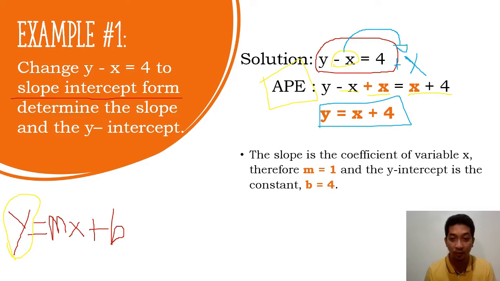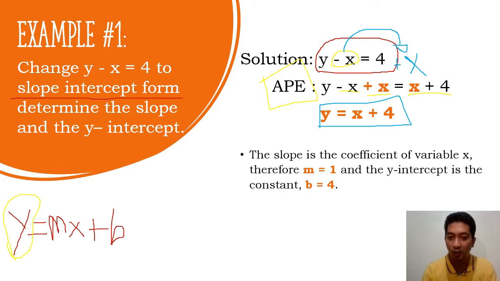Sir, pakiulit nga po. So again, you were given with y minus x is equal to 4. How do you change it into the slope-intercept form or the y equals mx plus b? Okay, so simply you use the APE or the addition property of equality. You just add both sides of the equation with positive x, or you just simply use the transposition method. Okay, always leave y on the left side of the equation. So dapat walang kasama si y doon sa kabilang side of the equation. Dapat maiwanan lang siya doon.